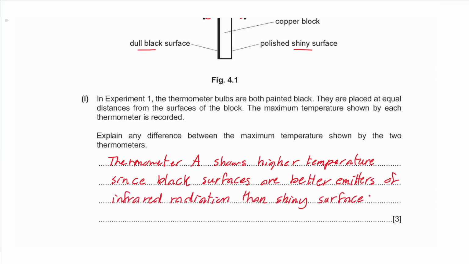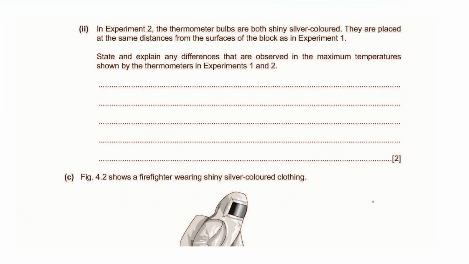We say thermometer A on the left side shows higher temperature since black surfaces are better emitters of infrared radiation than shiny surfaces. Part (ii) says in experiment 2 the thermometer bulbs are both painted shiny silver colored. They are placed at the same distances from the surfaces of the block as in experiment 1. So we have the same experiment, but instead of using black thermometers we used silver or shiny thermometers. State and explain any differences that are observed in the maximum temperatures now.